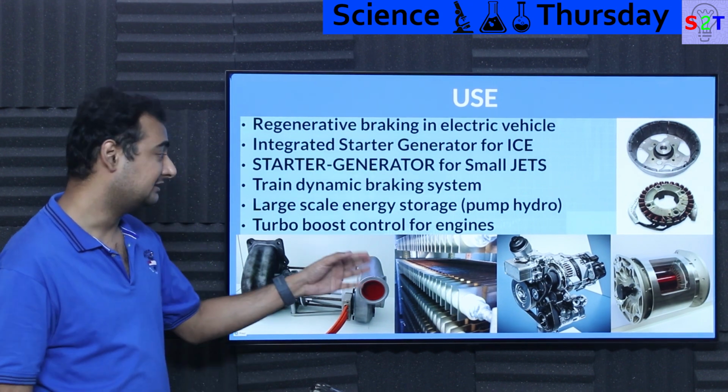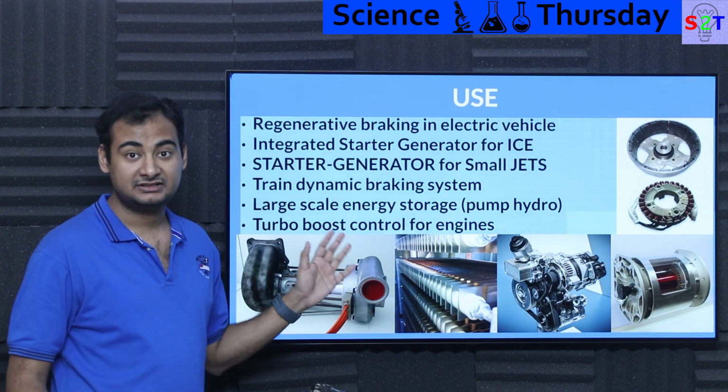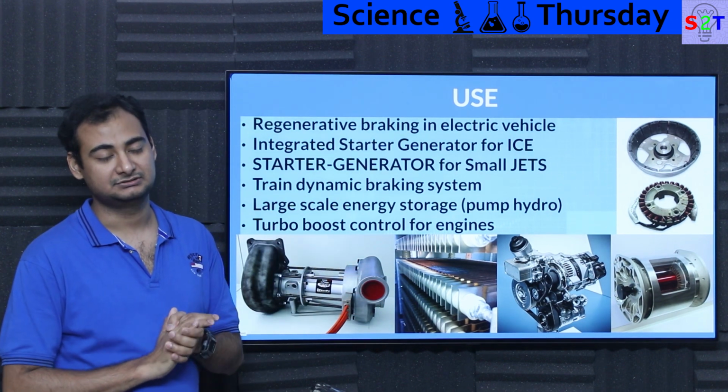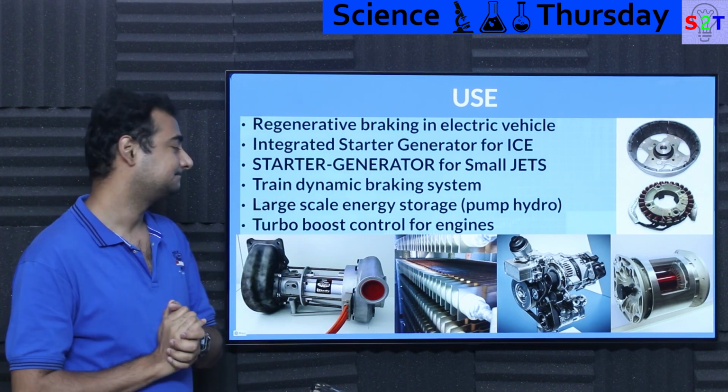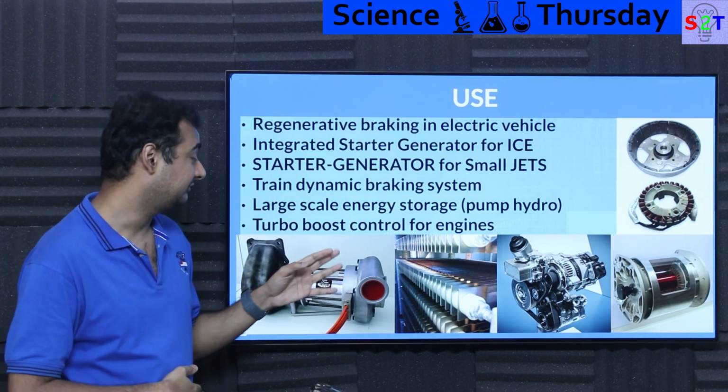So dynamic braking is always used, and this is the reason why we have very good long hauls of trains. Without it, brake shoes will wear too quickly. So dynamic braking, it's a very old use.